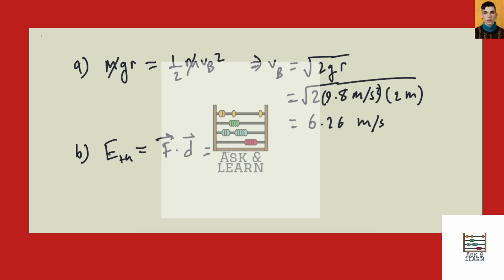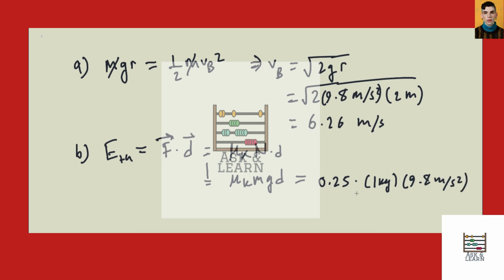And force, remember, is mu sub k, the coefficient of kinetic friction, times normal force N. That is multiplied by distance d. Normal force is just the force of gravity, so weight, so that's mu k times mg times d. Therefore, we have mu k, which is 0.25, times m, which is 1 kilogram, g, which is 9.8 meters per second squared, and d, which is 3 meters. And so we get a thermal energy of 7.35 joules.